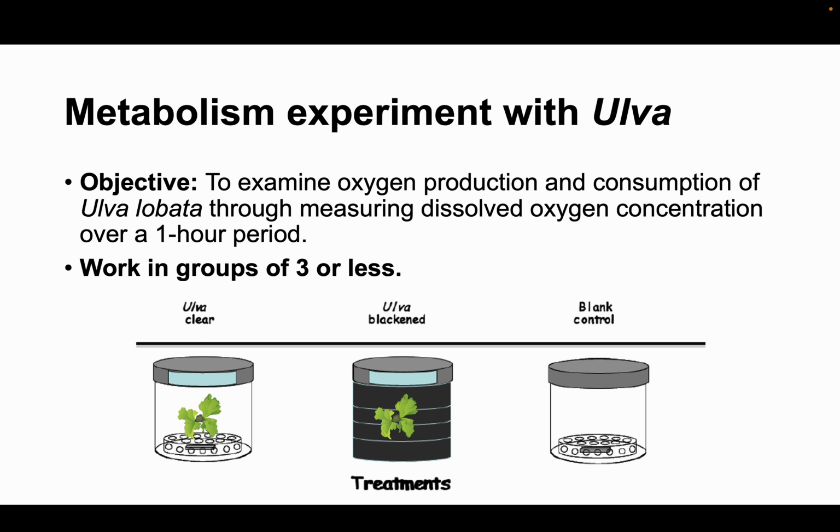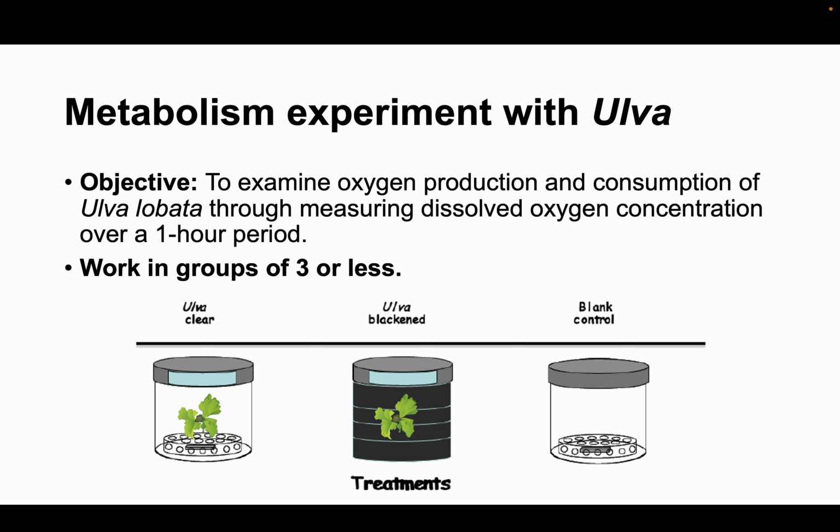Now, in today's experiment, we are going to look at metabolism, which is the sum of all chemical reactions in the Ulva lobata. This species of sea algae, sea lettuce, is found within the southern coast of California. So, understanding their physiology will really help us understand how energy is transferred through different trophic levels.